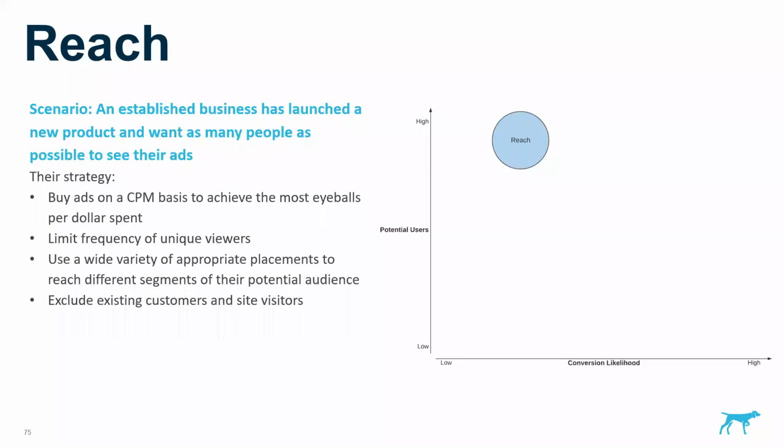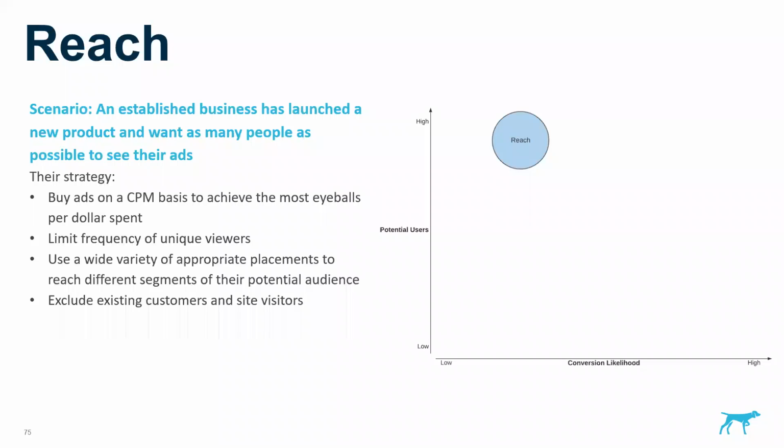So their strategy is to buy ads on a cost per 1,000 impressions basis to achieve the most eyeballs per dollar spent. So they're not worried right now about who's clicking through or who's ultimately spending all this time on the website. They just want maximum market penetration. They're going to just pay to get the ad out there.